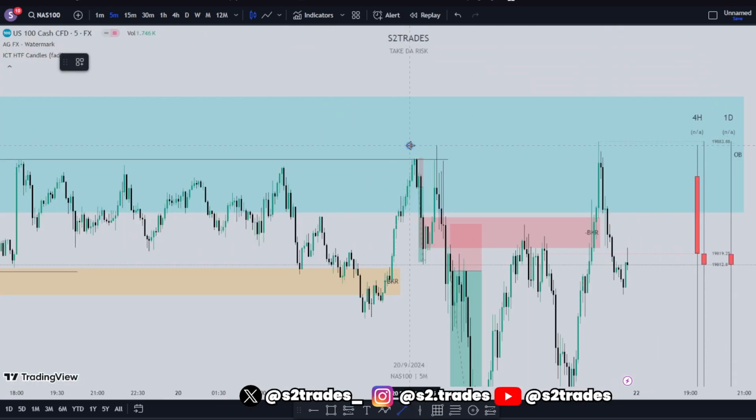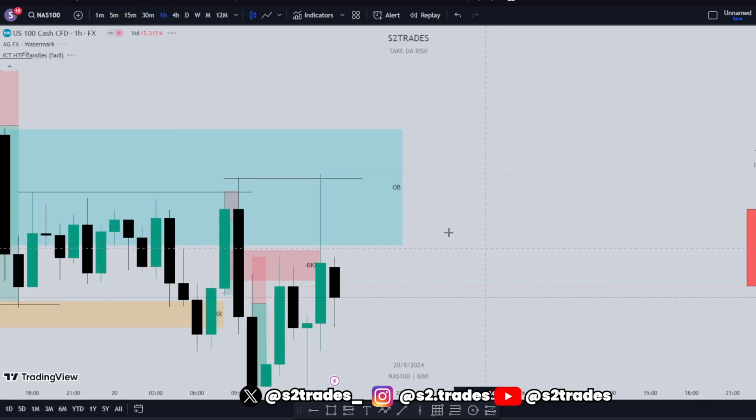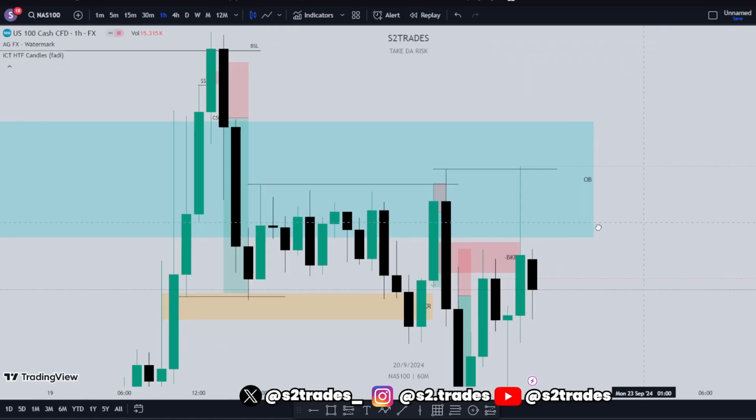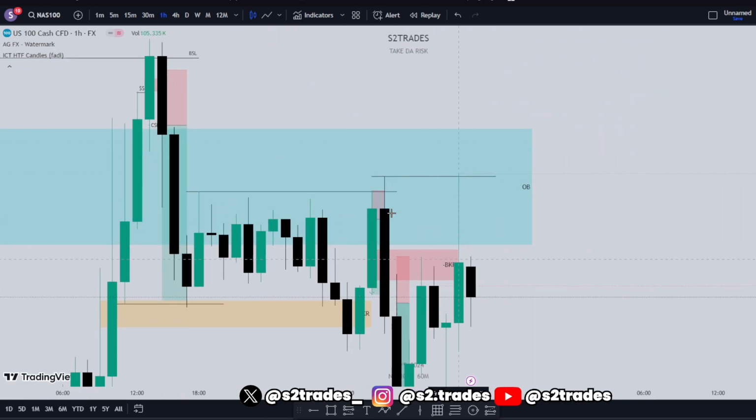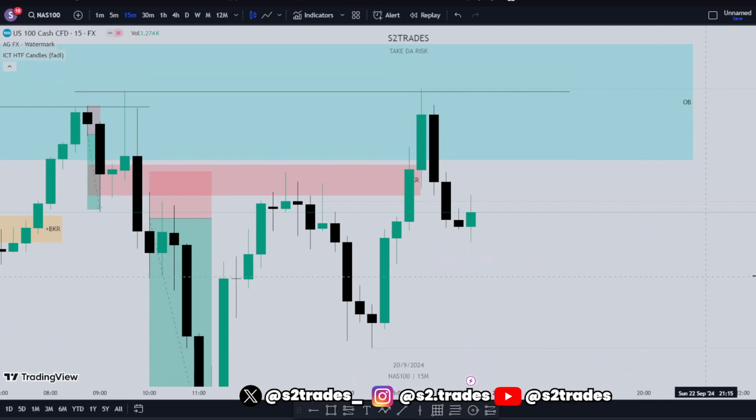Look at that. Do you see that? It's like a 4 hour one. Let's look at the 1 hour. It's probably 1 hour. Yeah, look at that. See, this is a nice short. Liquidity swept, high time frame, order block, 15 minutes. Let's see if there's any fair value gaps.